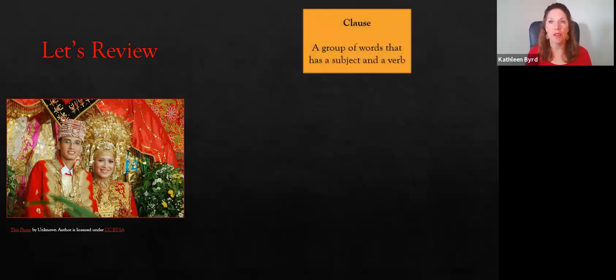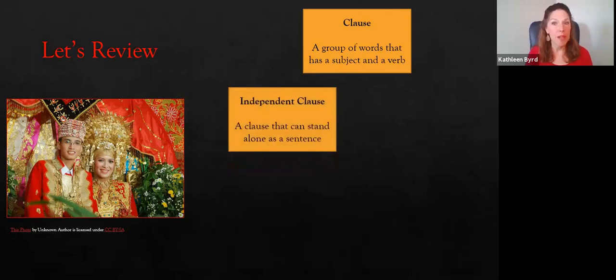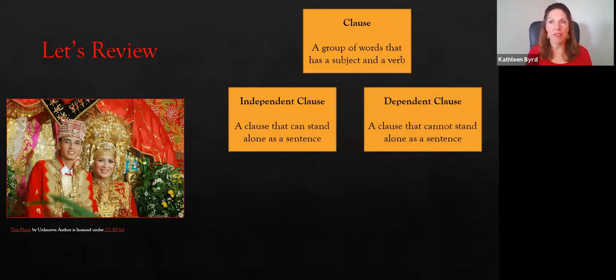What is a clause? A group of words that has a subject and a verb. An independent clause. This is a clause that can stand alone as a sentence. It makes sense all by itself. What's a dependent clause? This clause cannot stand alone as a sentence. It just doesn't make sense by itself. It needs the other parts of the sentence to make sense.